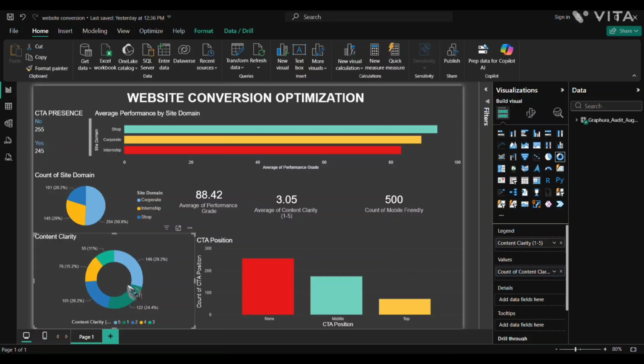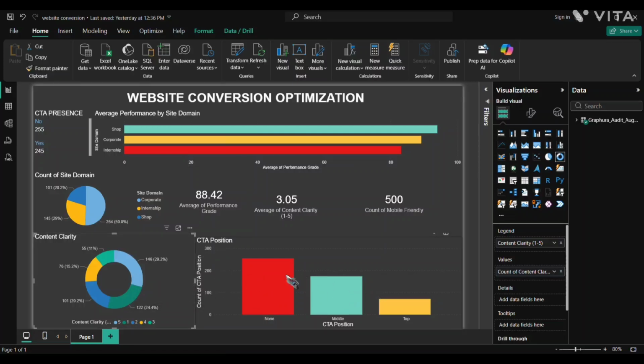Coming to this donut chart, this gives a distribution of content clarity. A total of 146 website pages have a content clarity of 5. 55 have a content clarity of 3. 76 have a content clarity of 4. 101 have a content clarity of 2, and 122 website pages have a content clarity of 1.